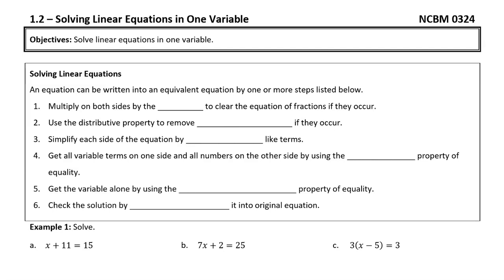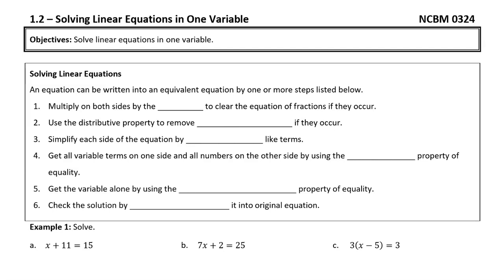NCBM 0324, Section 1.2, Solving Linear Equations in One Variable, Part 1. In our last section, we discussed the order of operations and how we use that specific order in order to evaluate expressions. One of the last things we saw in that section was the difference between an expression and an equation. Well, in this section, we're going to take the idea of equations and go a little further, and we're going to talk about solving equations, more specifically, linear equations.